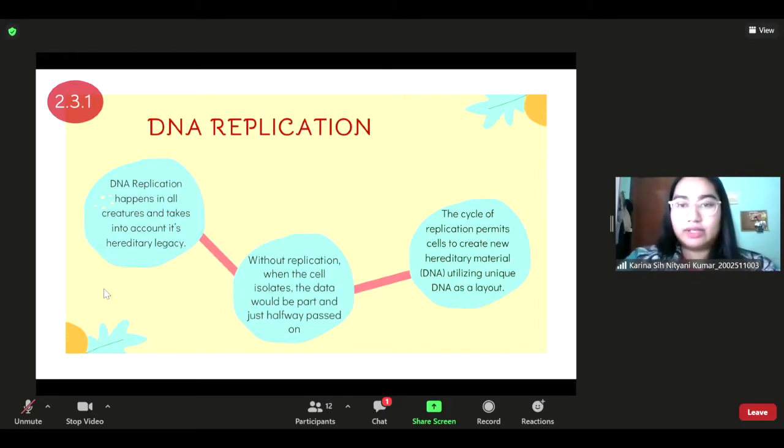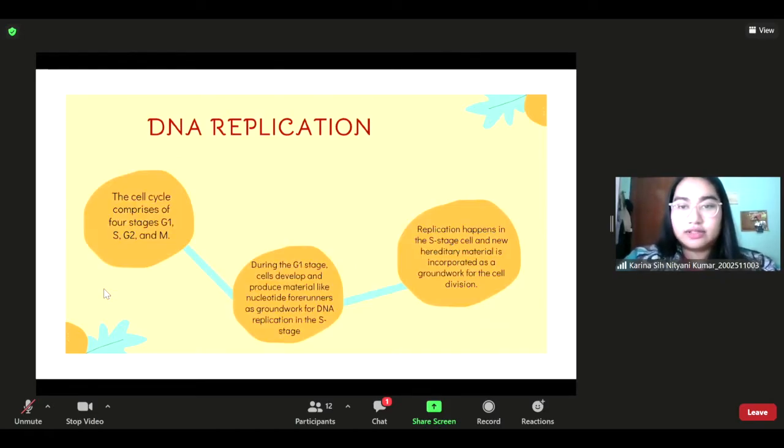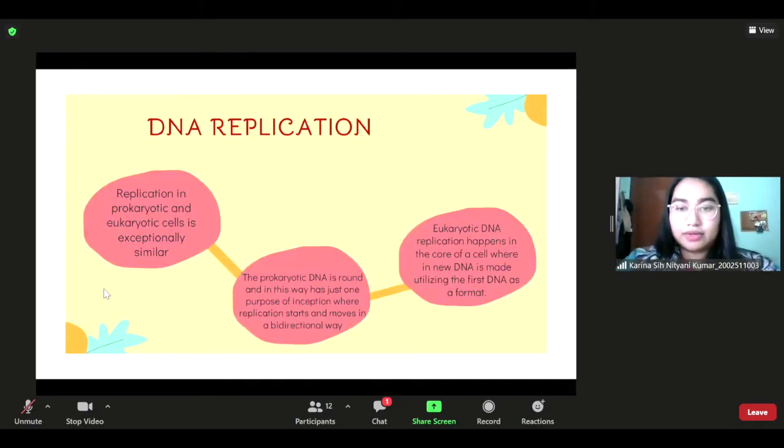The cycle of replication permits cells to create new hereditary material, or DNA, utilizing the original DNA as a template. Next, the cell cycle comprises 4 stages: G1, S, G2, and M. During the G1 stage, cells grow and produce materials like nucleotides, precursors as groundwork for DNA replication in the S stage. Replication happens in the S stage of the cell, and new hereditary material is synthesized as groundwork for the cell division.